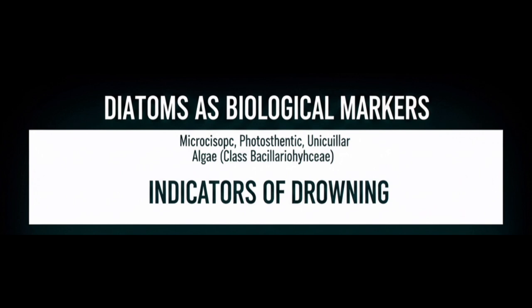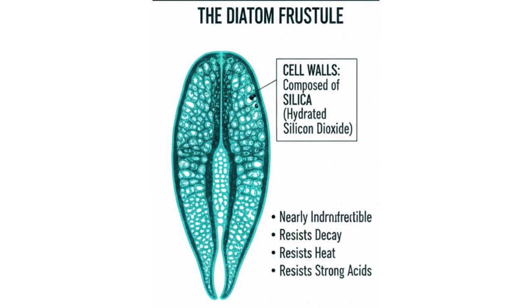First of all, you must know what diatoms are, because the whole scenario we are trying to focus on revolves around them. So it is very important for us to know some basic details about this species. Diatoms are nothing but microscopic, photosynthetic and unicellular algae. They belong to the class Bacillariophyceae. In forensic science, they serve as a biological marker for drowning in most, or I should say almost all, cases, because their cell walls are composed of silica.